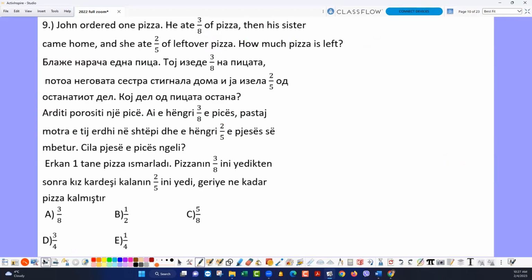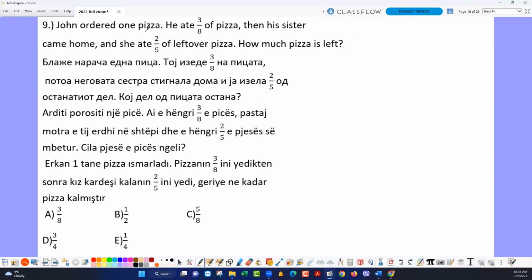Here we are going to solve the question by using fractions again. And these are all written in 4 languages, but all the questions are asking the same thing. Only the name of the student or the kid is different here: John, Blaže, Ardit, and Erkan, but they are ordering pizza and sharing it with their sister. So here, let me explain.